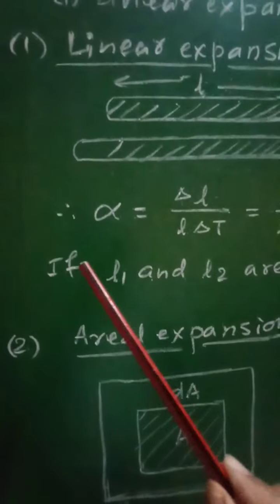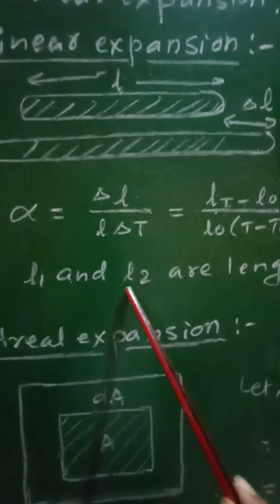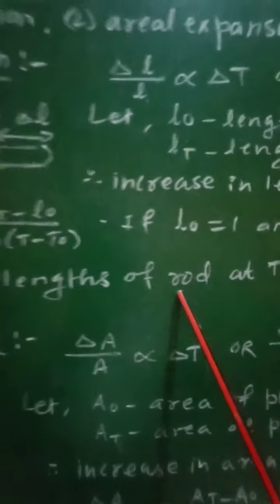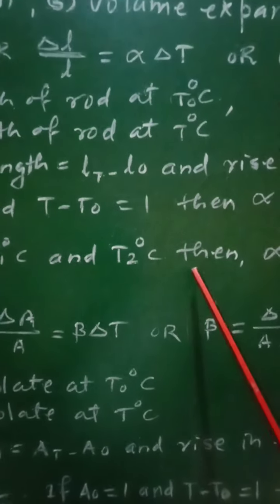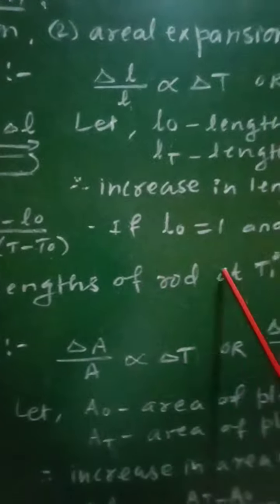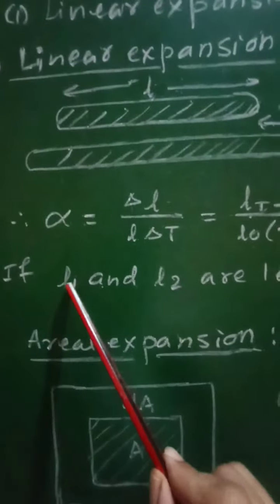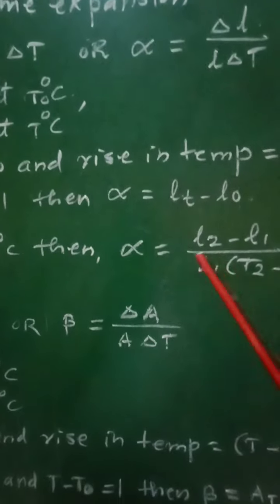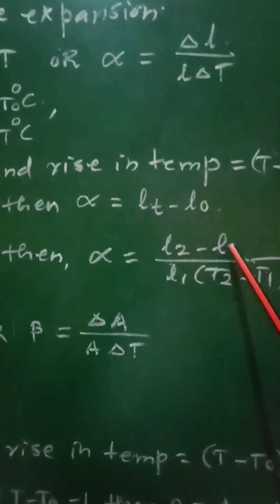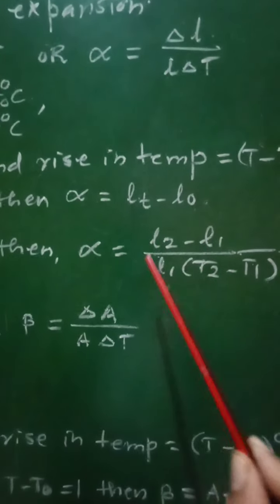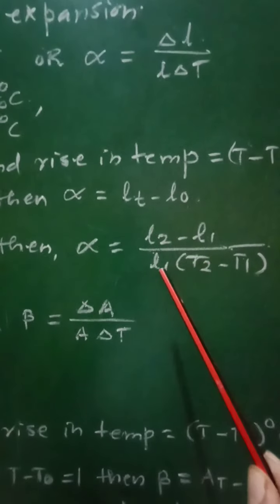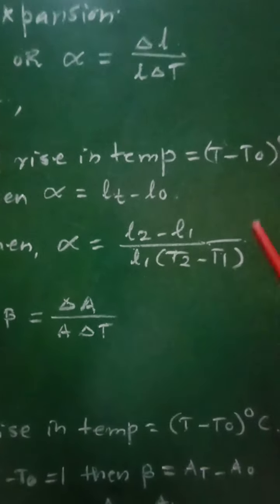Now instead of that, if we consider L1 and L2 are the lengths of the rod at T1 degrees Celsius and T2 degrees Celsius temperature respectively. So at temperature T1 length will be equal to L1, and at temperature T2 length will be equal to L2. Then coefficient of linear expansion alpha will be given as L2 minus L1 upon L1 into T2 minus T1. Alpha is equal to L2 minus L1 upon L1 into T2 minus T1.